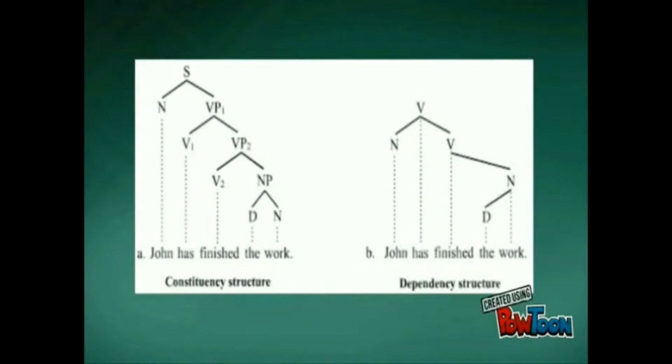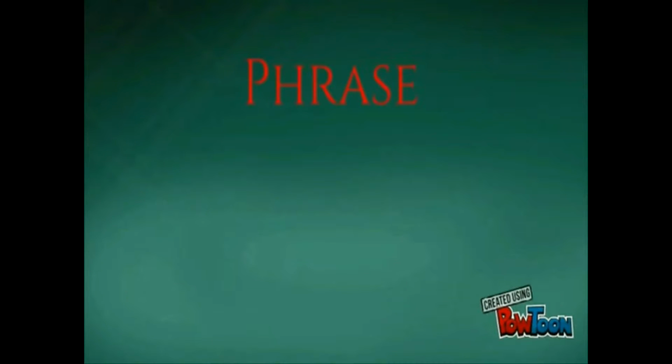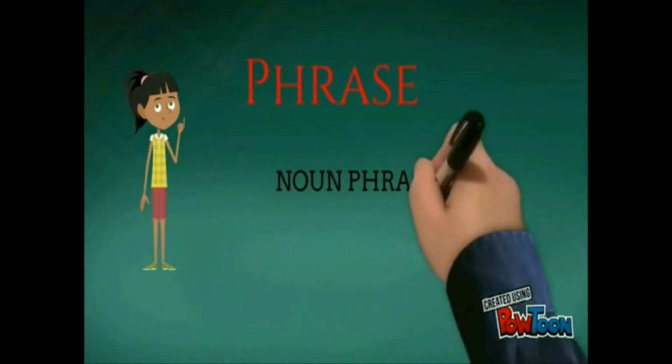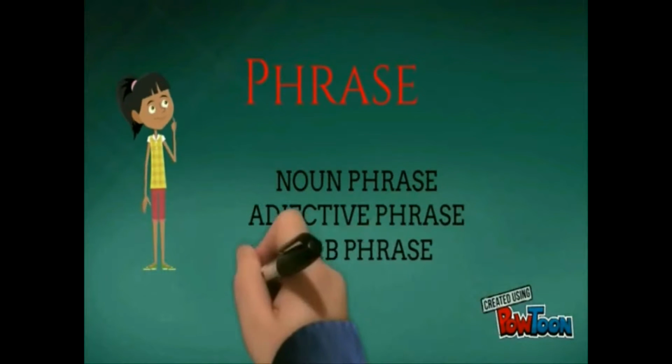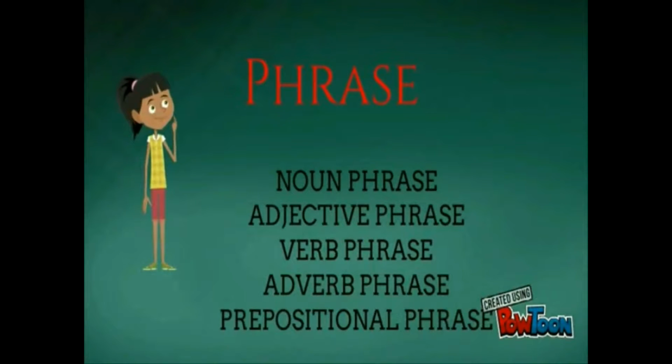Next, syntax is used to make a sentence. John has finished the work. John is a noun, has is a verb phrase, and finished too, and a noun phrase, the work. So we must determine the shape of this sentence. Next, back to phrase. Phrases are divided into noun phrase, adjective phrase, verb phrase, adverb phrase, and prepositional phrase.